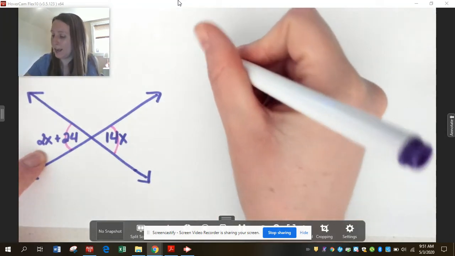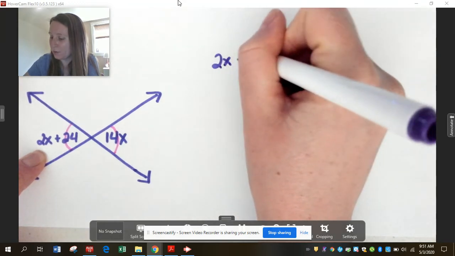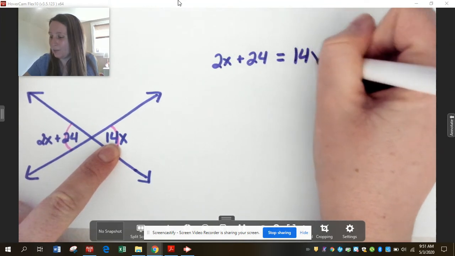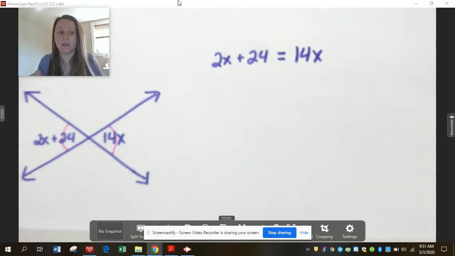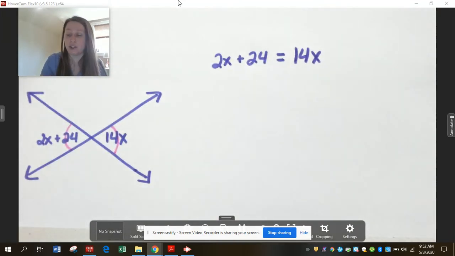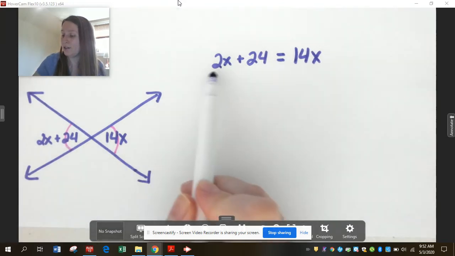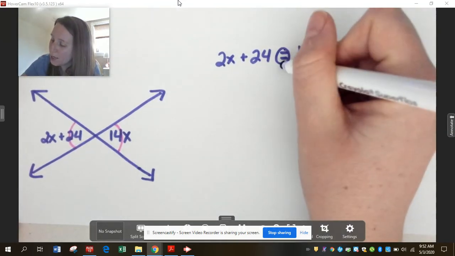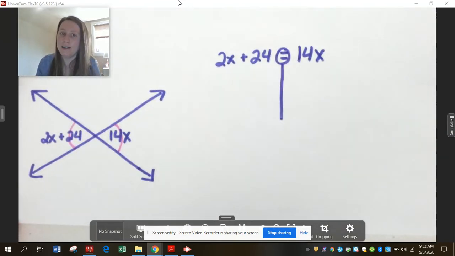So I'm going to take this angle, which is 2x plus 24, and I'm going to set it equal to this angle. Okay, again, two angles that are across from each other, vertical angles, they are equal to each other. So I'm able to take this angle, set it equal to this angle. And at this point, it's just review of solving equations. So I'm going to circle the sign, draw a line.